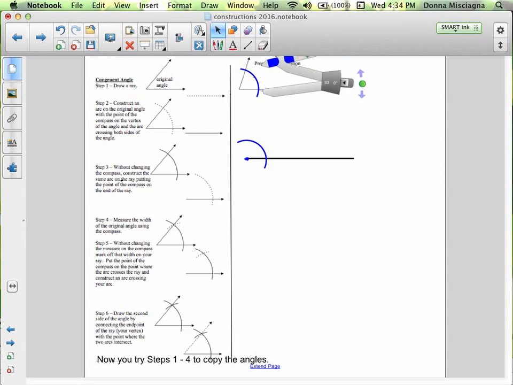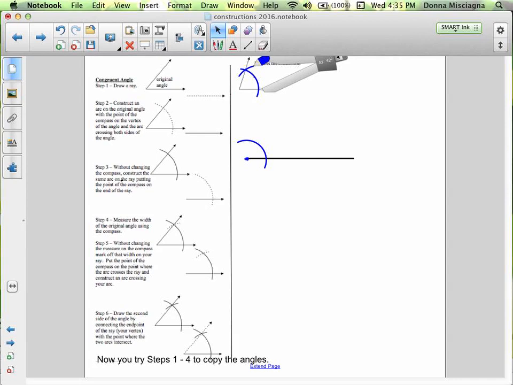Now I need to be able to grab the pencil. Come on, yay! Oh, didn't draw. So close. Come on, there we go. There's the other arc. Phew! You will not have this much difficulty because you will not have to use your compass up in the air.